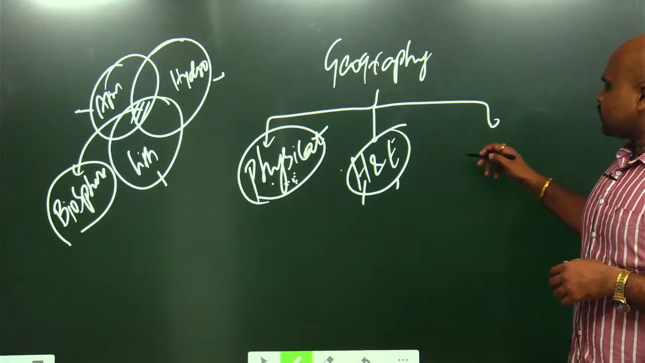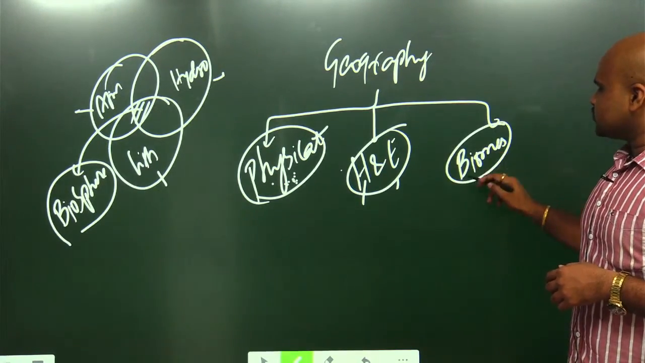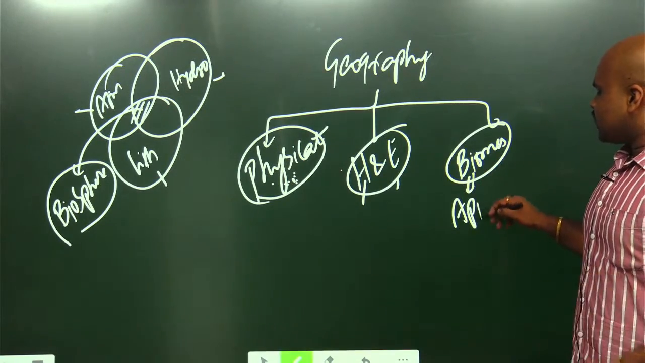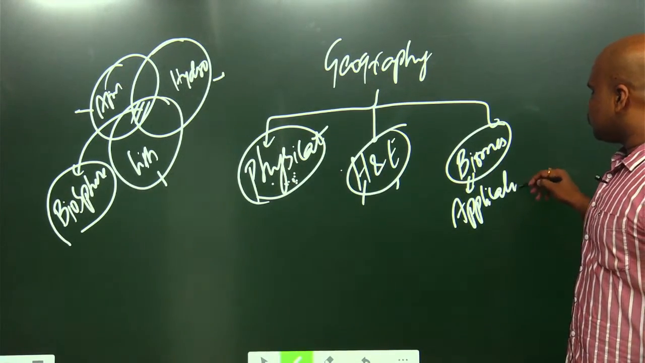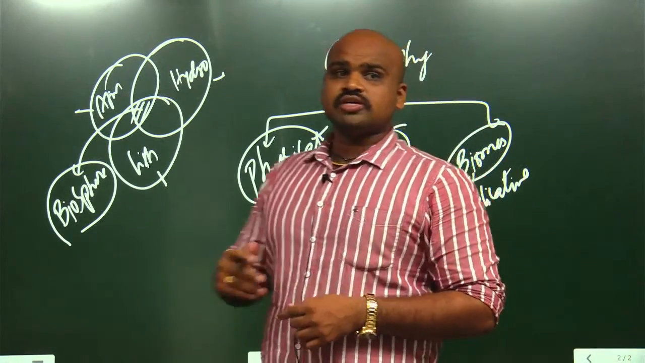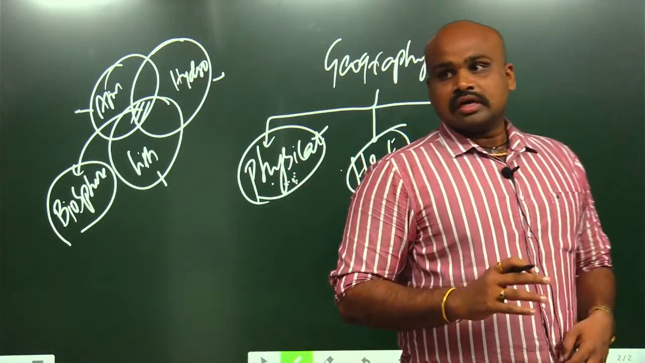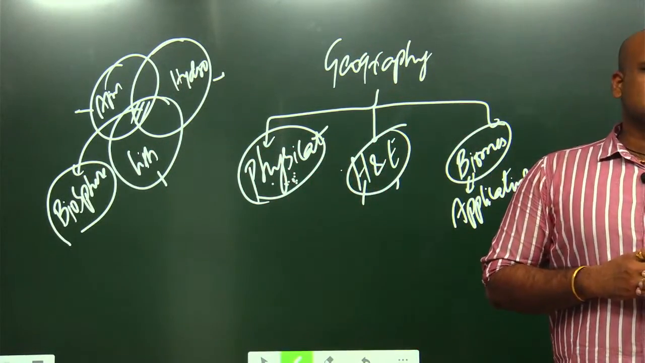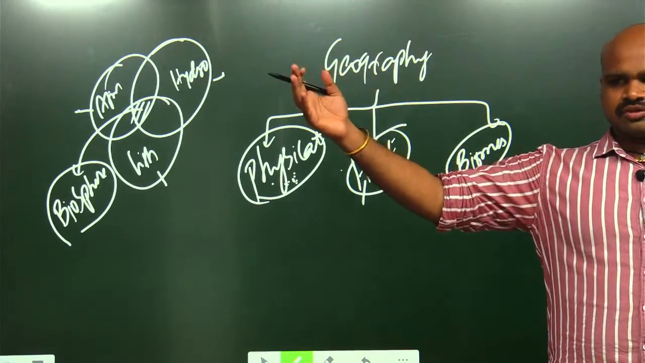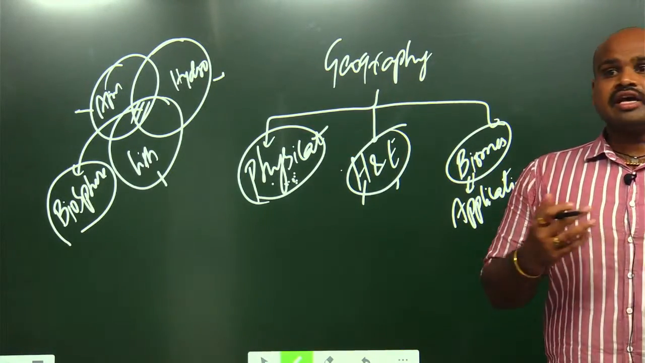And the last aspect is what? It is nothing but the biomes. Biomes are nothing but the applied aspect of all of your human geography as well as physical geography. Now these biomes, you see that the whole world is divided into around 11 biomes. Biomes means nothing but a large ecosystem, a generalized ecosystem.